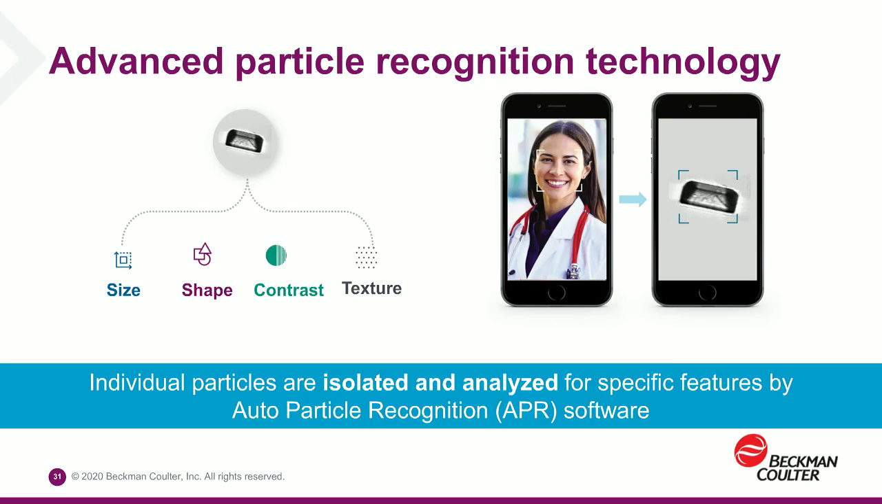Now imagine if you were trying to tag someone's face using a software that only looked at one feature such as size. How valuable do you think that information would be? Classifying particles utilizing 4 separate specific characteristics allows the iris to accurately categorize the particles in your patient samples.